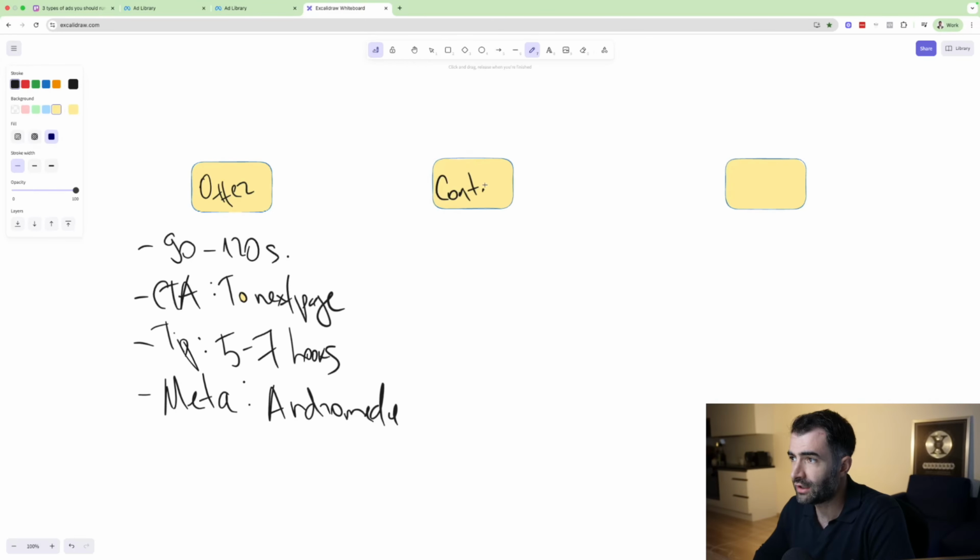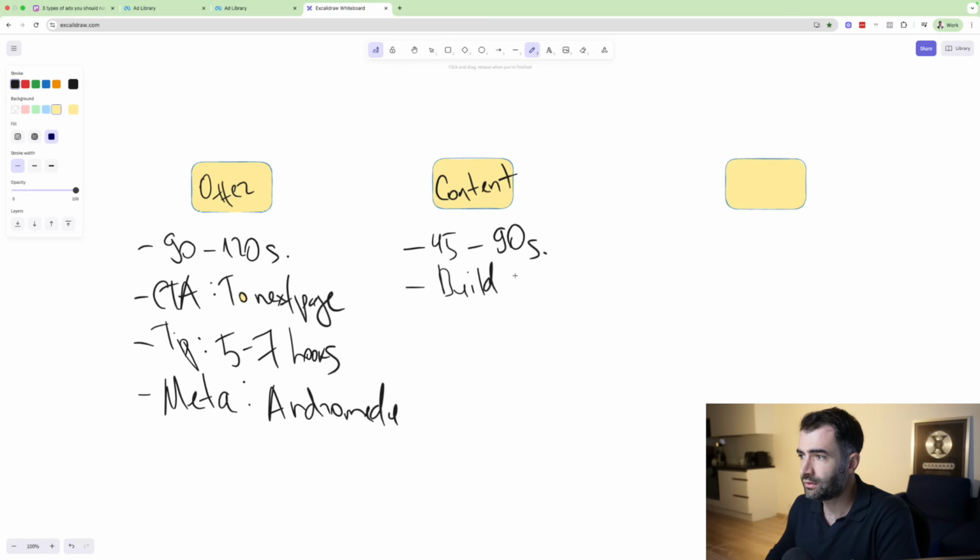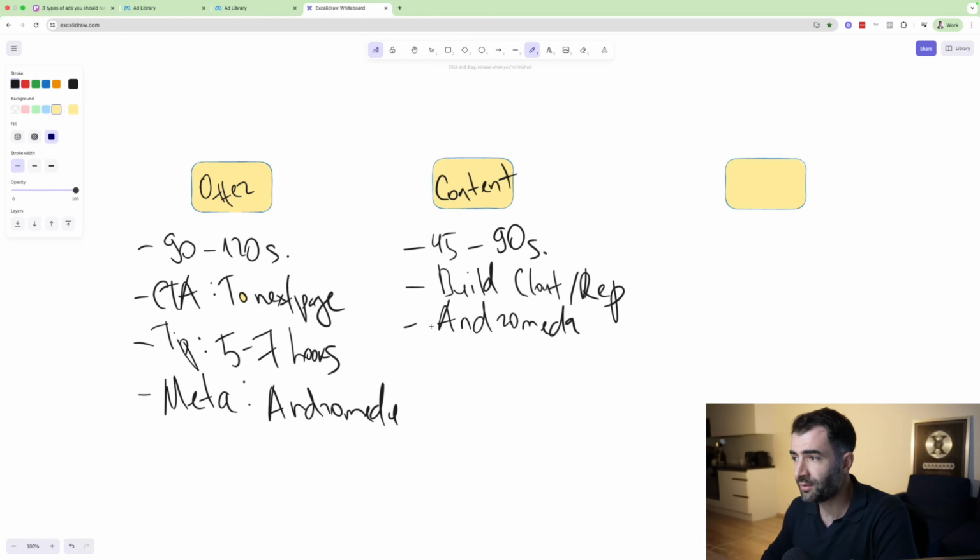So we're talking content ads. Content ads can be a lot shorter than typical offer ads. They can honestly be anywhere between 45 to 90 seconds, maybe even up to 120 seconds, so 2 minutes. Now they build clout, or your reputation. It also feeds very well into the Andromeda update, because what Andromeda wants from us is diversity, and it does that very well.